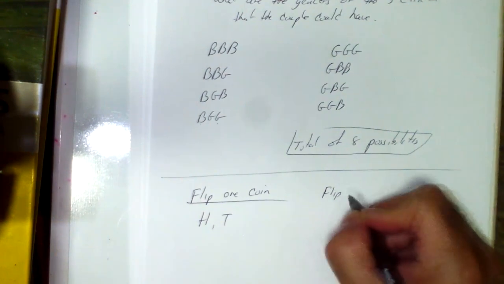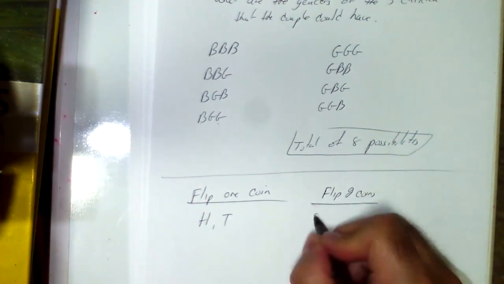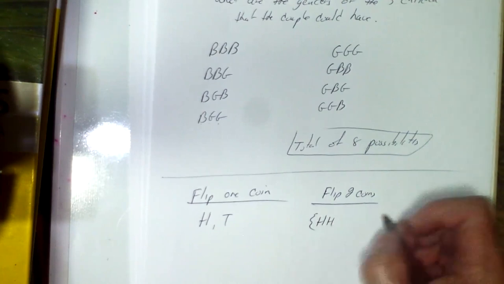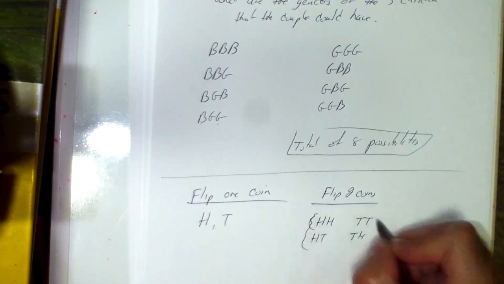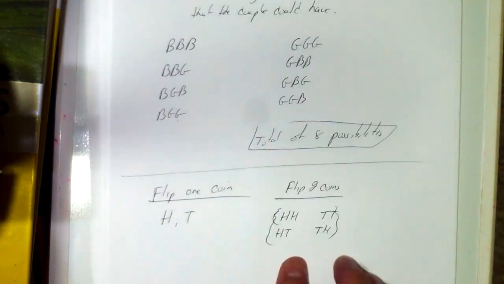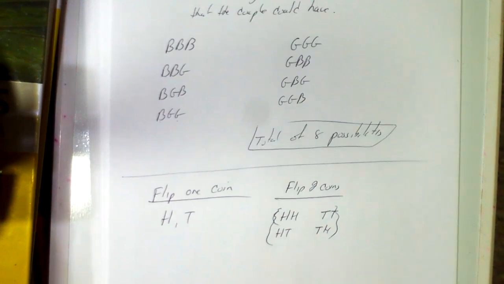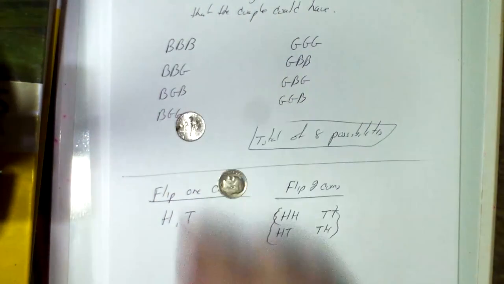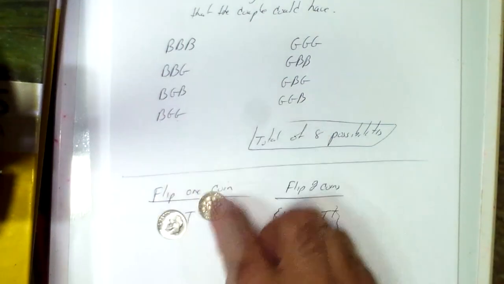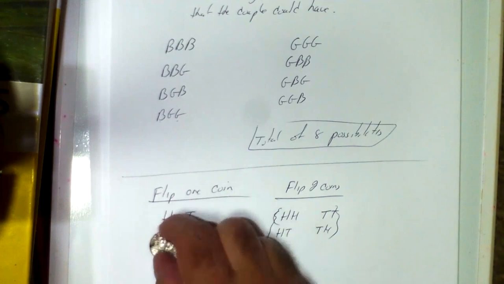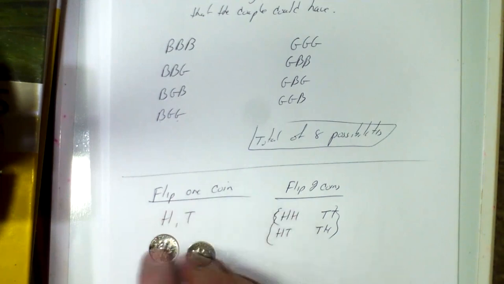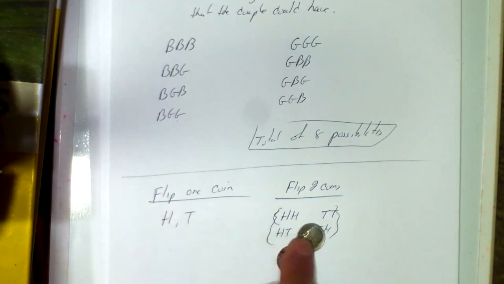What happens if you flip two coins? Well, you could have heads, heads. You can have tails, tails. You can have heads, tails, or tails, heads. You have four outcomes. I got two dimes, so I flip. When you flip them, you can get two heads, two tails, or the first one's heads and the second one's tails, or the first one's tails and the second one's heads. That's why you have four.